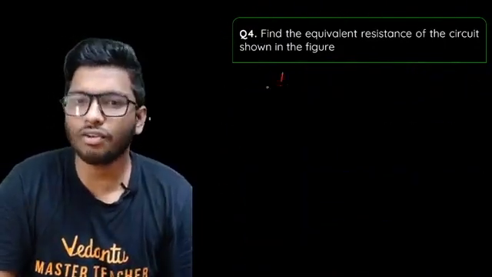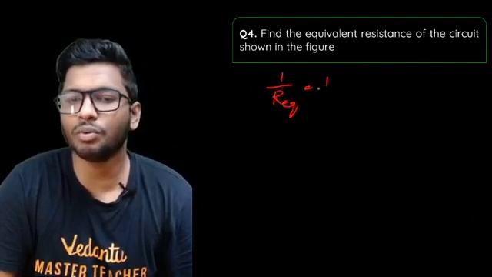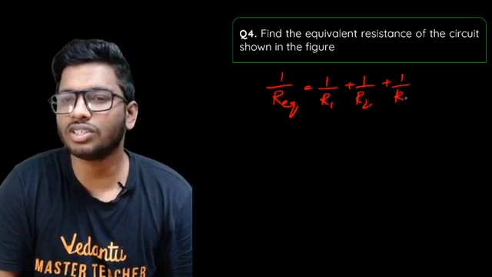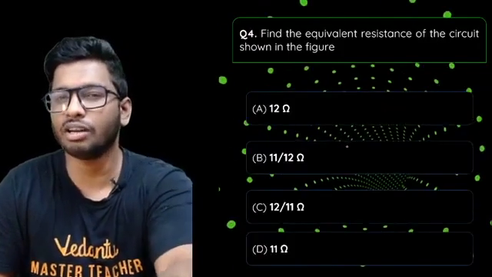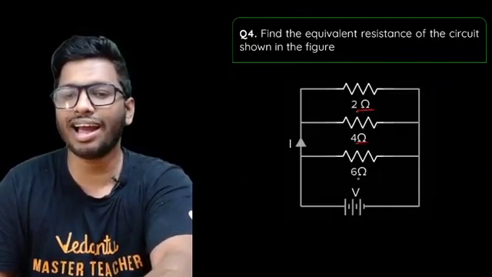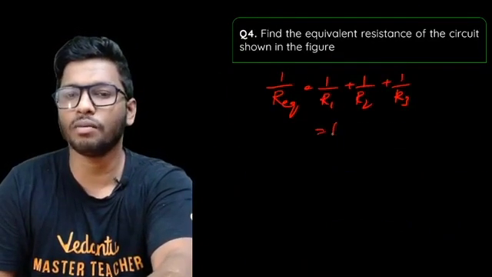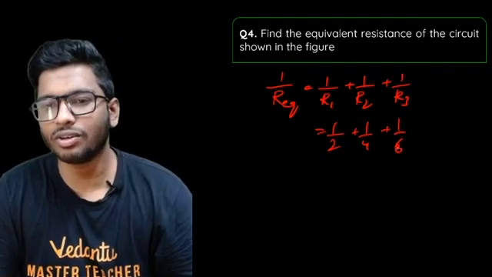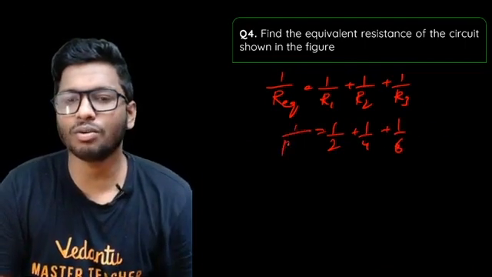So you know the formula: 1 by R equivalent is equal to 1 by R1 plus 1 by R2 plus 1 by R3. I always suggest you guys write down the equations. It'll be much simpler, so that you avoid all kinds of confusion. So you have 2, 4, and 6. Substitute the values. So it'll be 1 by 2 plus 1 by 4 plus 1 by 6. Find the LCM once again. So 1 by R equivalent.